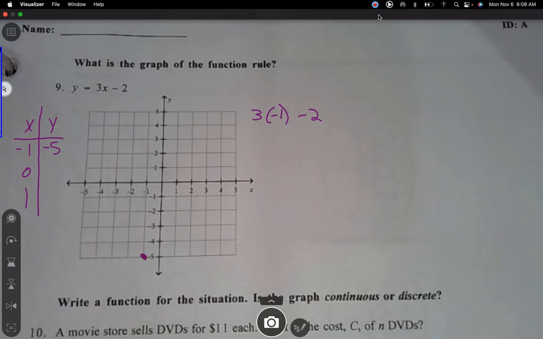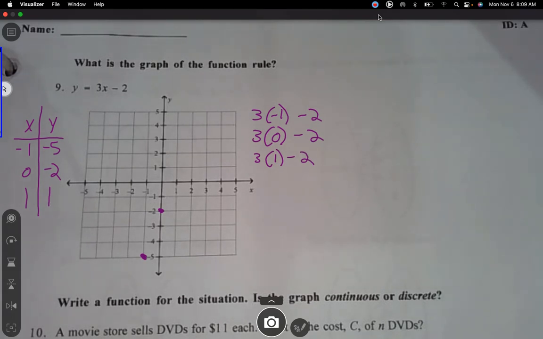Does everybody understand my first point? Let's do another one. What do I plug in now? 3 times 0 is 0, minus 2 is negative 2. I would enter that in my calculator, or use my head if I can not get my negatives wrong. 0, -2, that's that point. And then let's do the last. I'm going to plug in the 1. 3 times 1 is 3, minus 2. 3 minus 2 is 1.